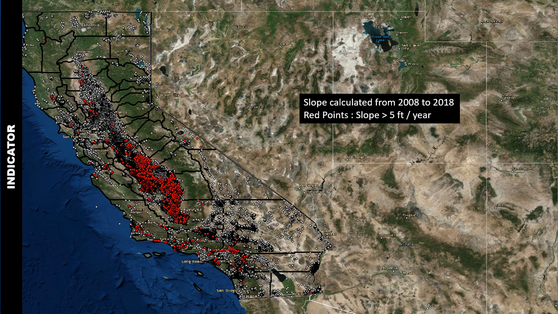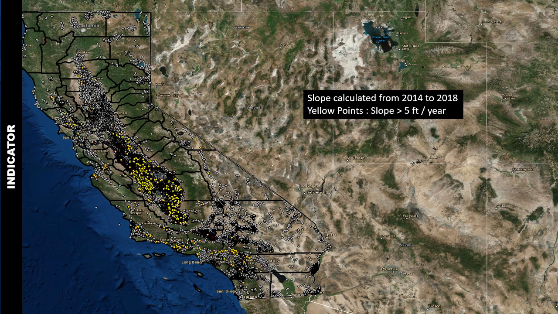The positive slope shows the decreasing trend in the groundwater level. There are a lot of red points in the southern part of Central Valley. All the yellow points represent slope that's more than 5 feet per year for the second time frame, which is from 2014 to 2018. We can see that the groundwater level has improved in general, as the yellow points are less than the red points in the previous slide.